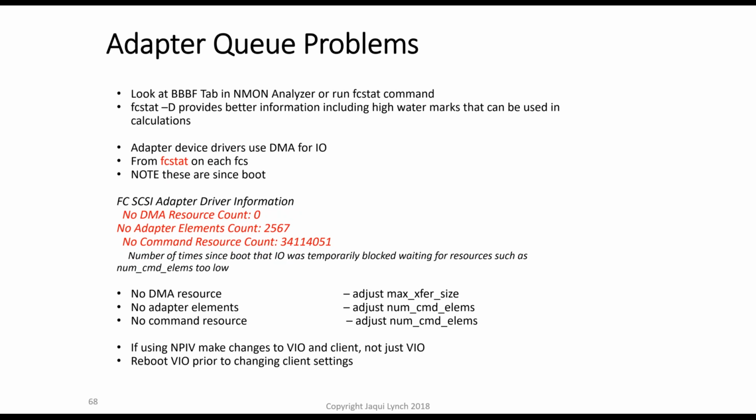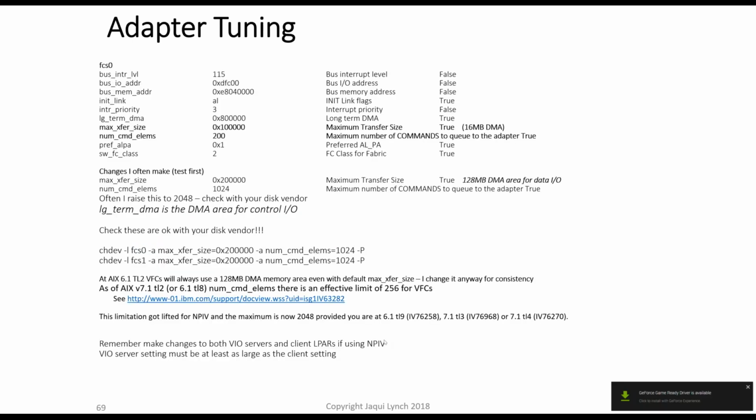If you don't do that, there's a very good chance the LPAR won't boot until you fix the VIO. So just be aware of that. And to show you the numbers in here, here's the max transfer size. By default, that's a 16 meg DMA. I usually bump it. I change this to a 2, and that way I get a 128 meg DMA.